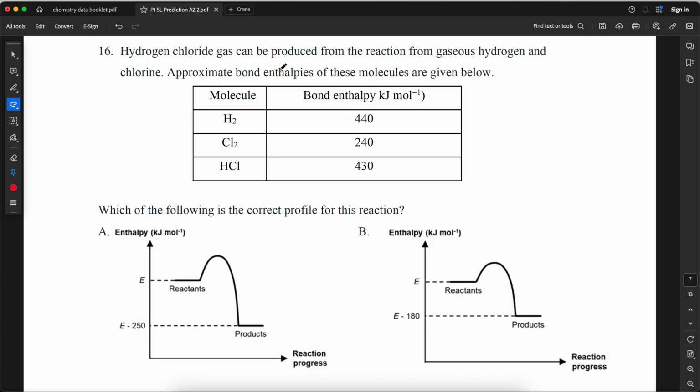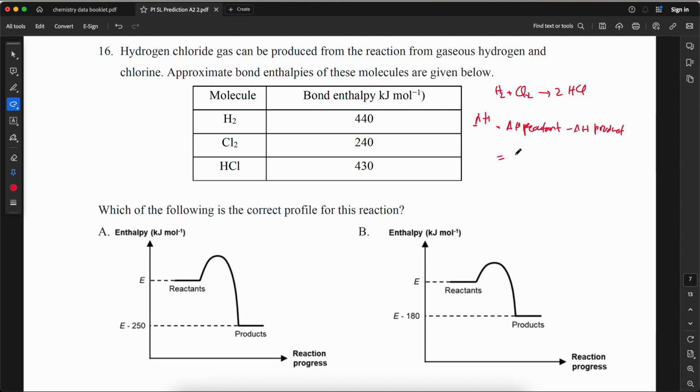Hydrogen chloride gas can be produced from the reaction of the gases hydrogen and chlorine. Approximate bond enthalpies of these molecules are given below. So delta H would be reactant minus product, because this is the bond enthalpy. So the reaction would be H2 plus Cl2 equal to 2HCl.